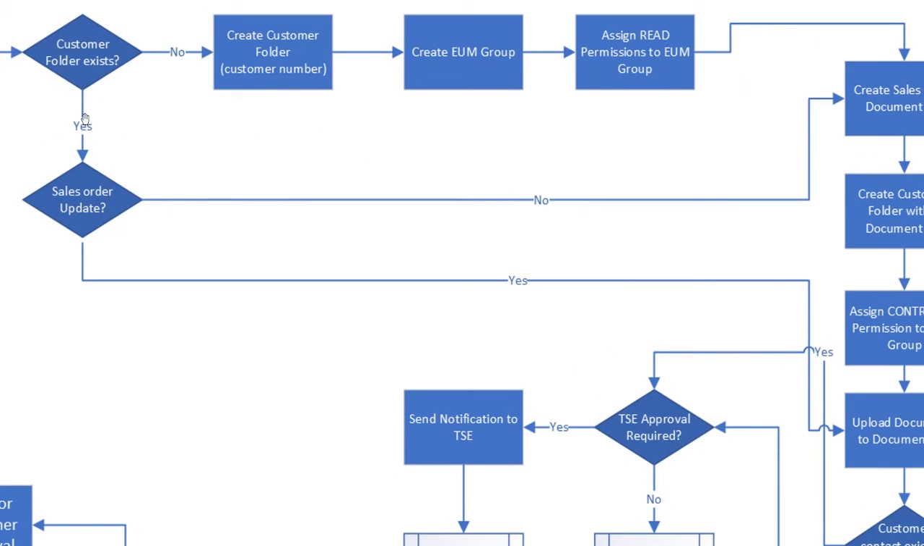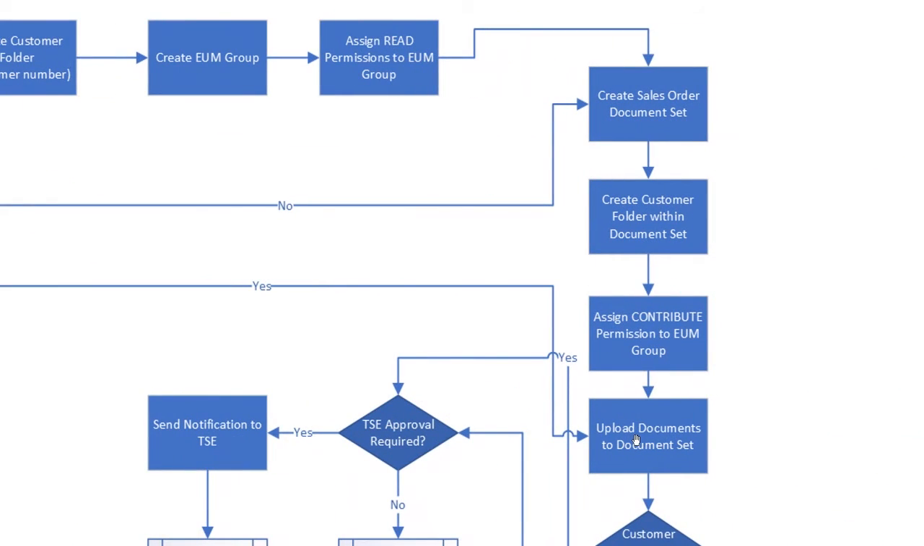If the customer folder already exists and this is a brand new sales order, I just go straight to creating the document set. If it's an update to an existing one, I skip further down the process and upload some new documents into that. So there are 3 different entry points depending on the customer scenario.